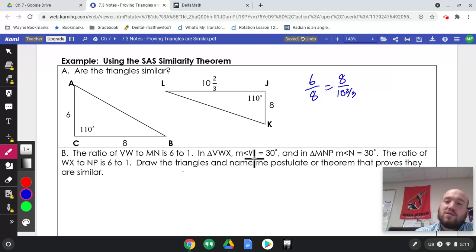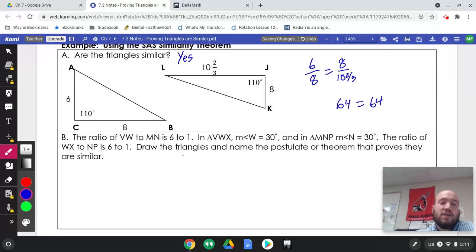We continue and cross multiply here. 8 times 8 is 64. Now, 6 times 10 and 2/3: 6 times 10 is 60, and 2/3 of 6 we know is 4, so we'd also get 64. So that tells us, are they similar? Yes.